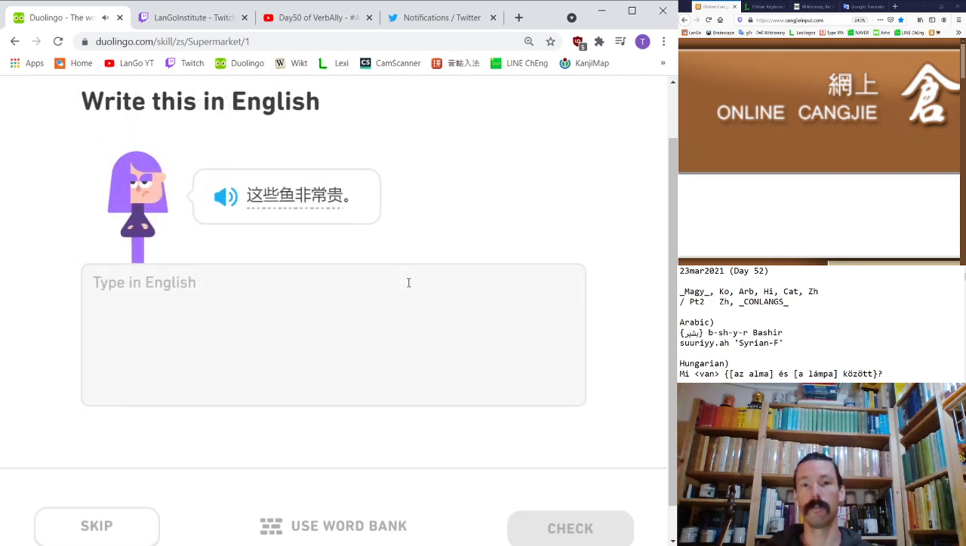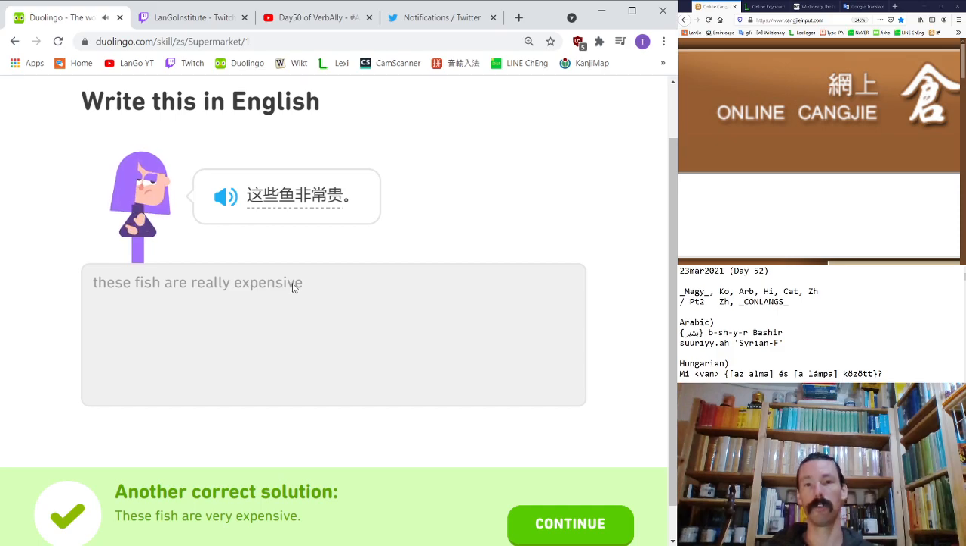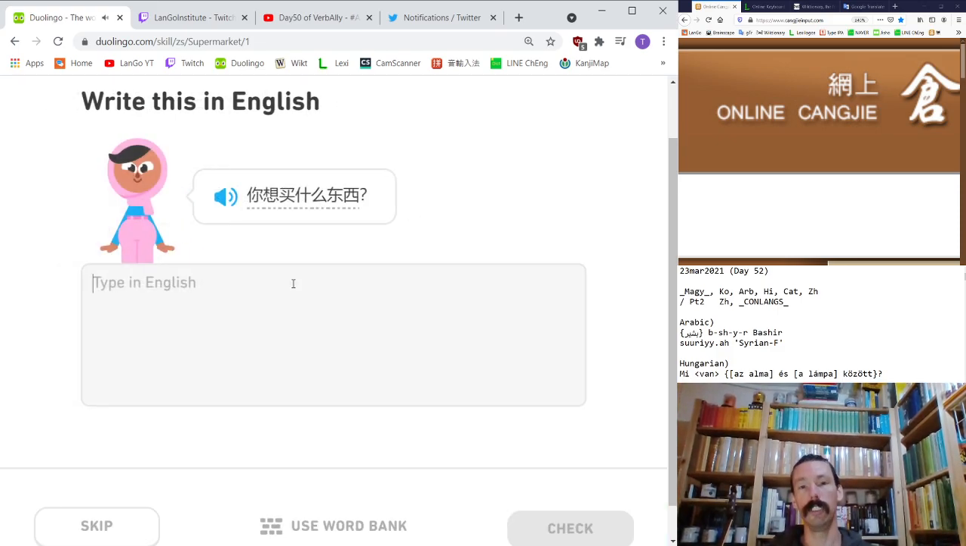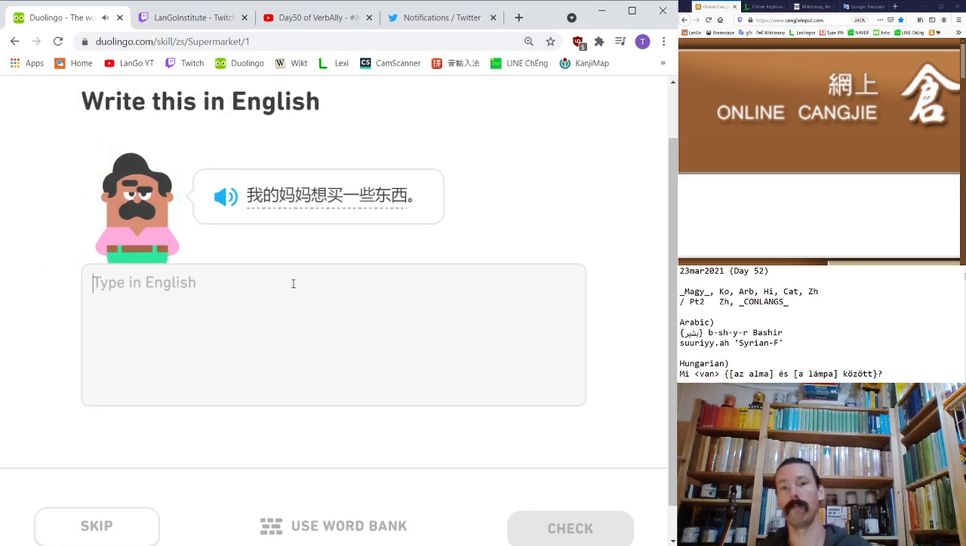这些鱼非常贵。 这些鱼 is the topic, these fish. And we know it's plural from the 些 part, more than one. 非常贵, are really expensive. 贵 is precious, 非常 is extraordinary. 你想买什么东西？ You want to buy what thing? What do you want to buy? 我的妈妈想买一些东西。 Mom wants to buy a few things.